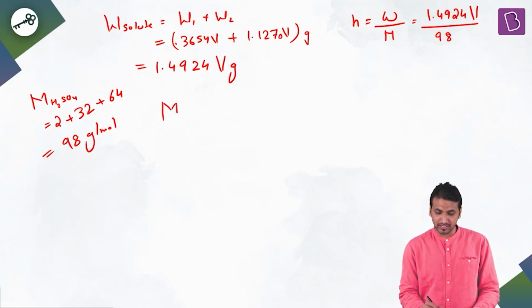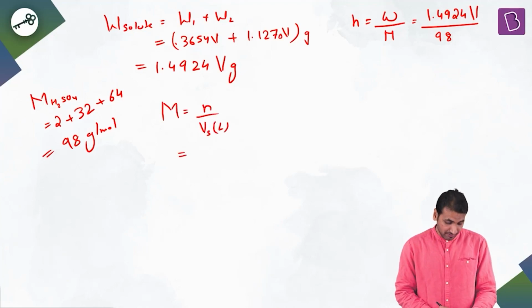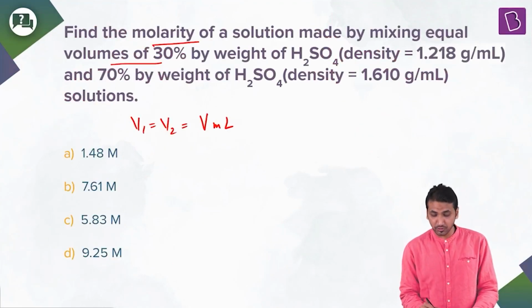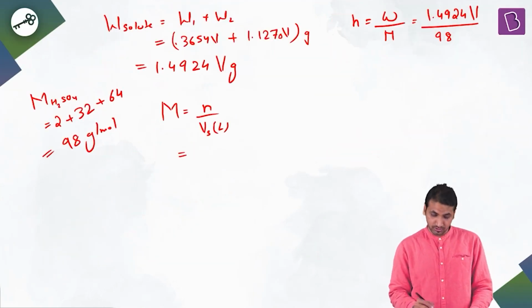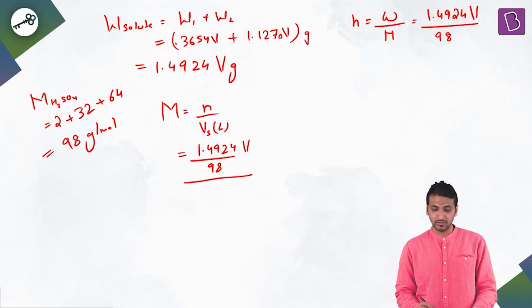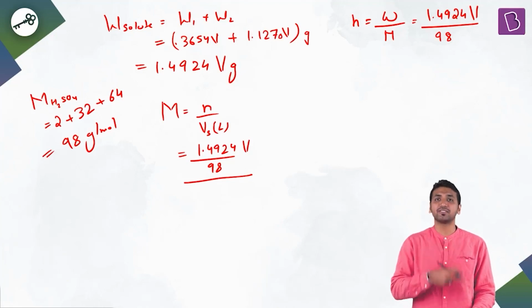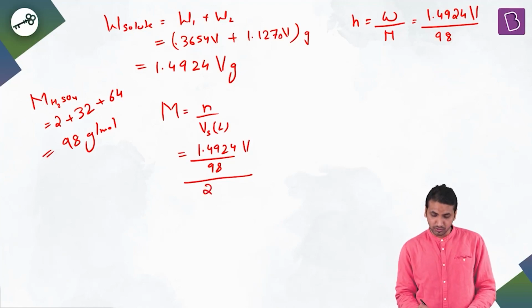You have to calculate molarity, moles upon volume of solution in liter. Okay. Remember, you have assumed volume as V1 is equal to V2, V ml. So we have to convert that into liter. Don't forget that point. So if you do that, moles are coming out to be 1.4924 by 98 V upon volume of solution, which is V plus V, because you have assumed V volume for each solution. So total volume will be V plus V, 2V, and you have to convert that into liter.